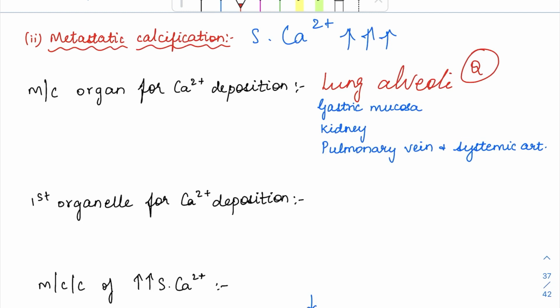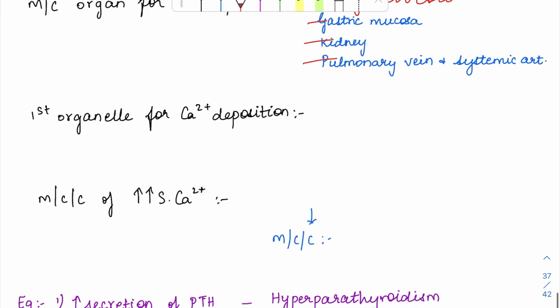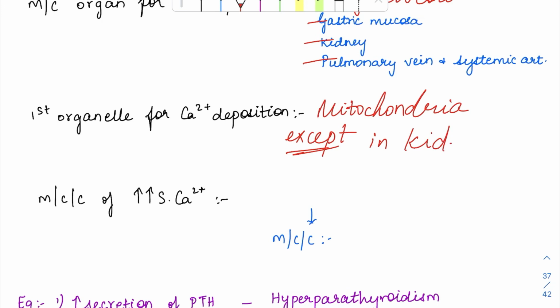Other than that, we can also see calcium deposition in gastric mucosa, kidney, pulmonary vein and the systemic arteries. All of these structures are known to secrete some acid, and that is why they are prone to calcium deposition. The first organelle for calcium deposition will be the mitochondria. So the calcium deposition starts in the mitochondria in any organ except in kidney, wherein it starts depositing at the basement membrane.